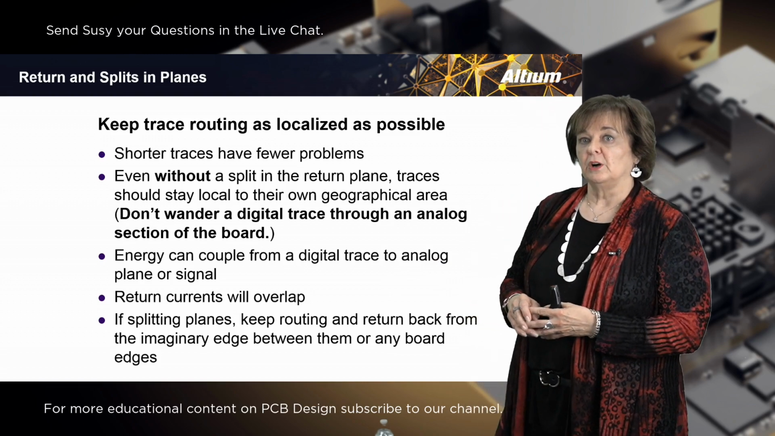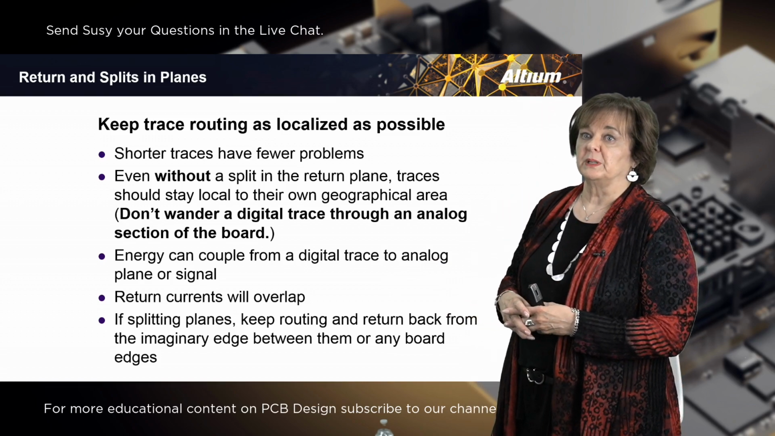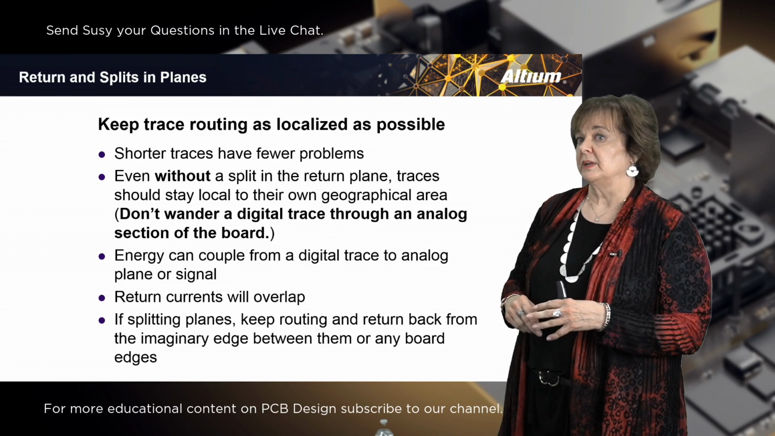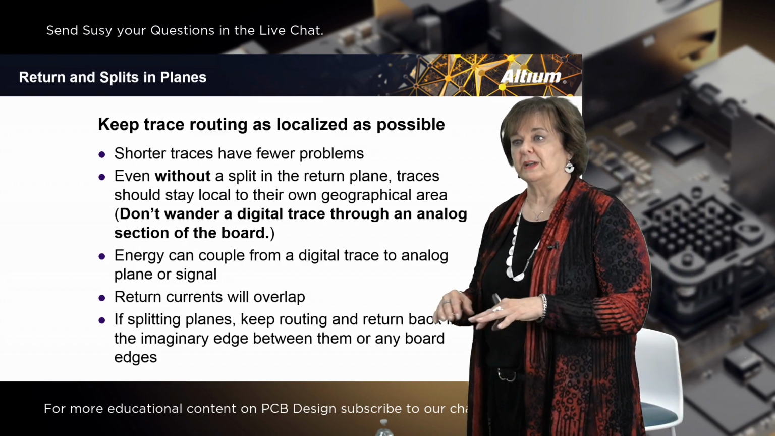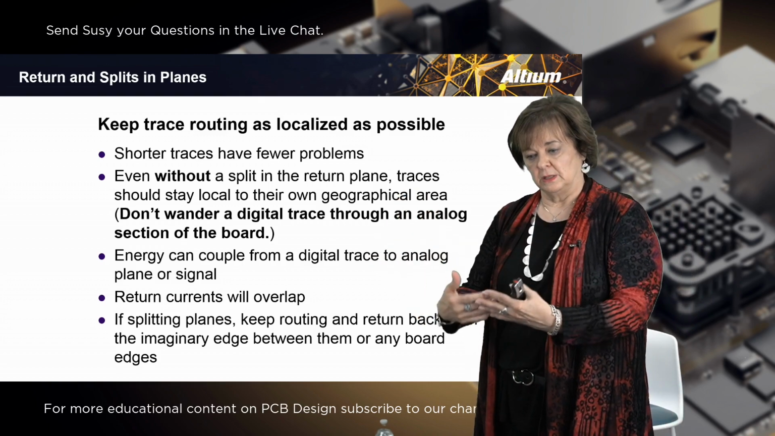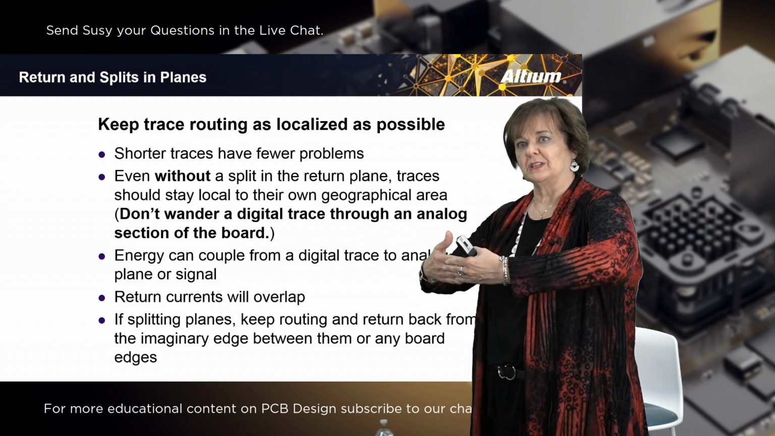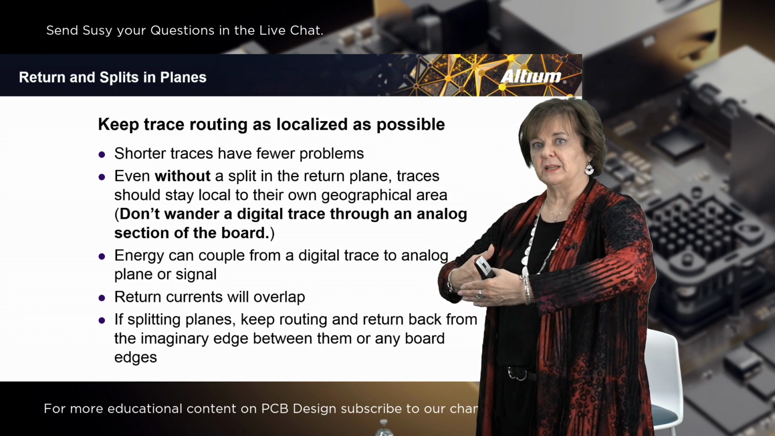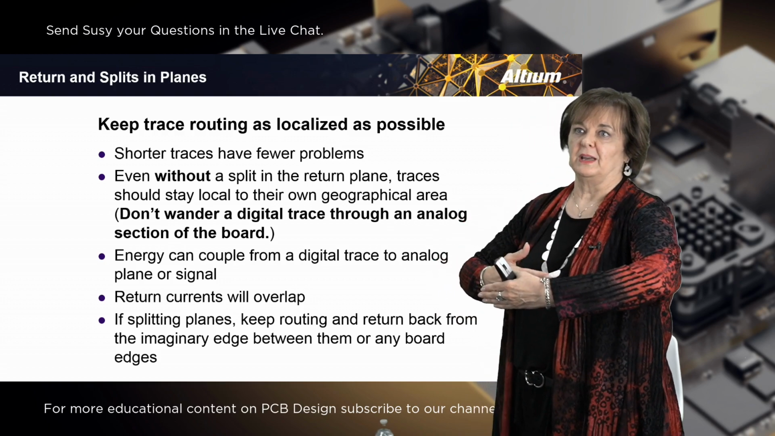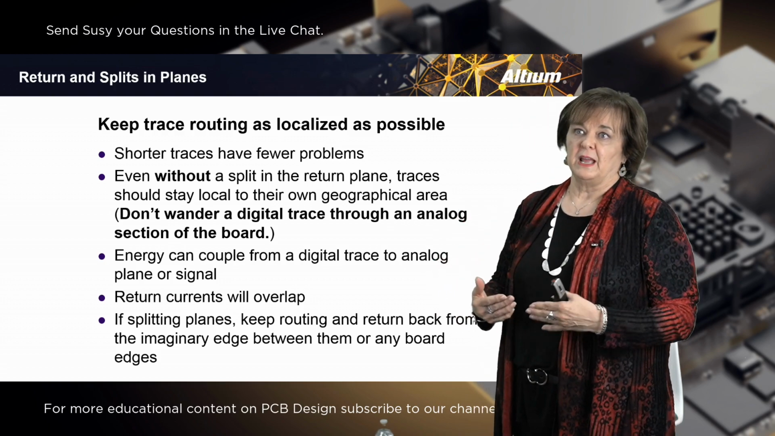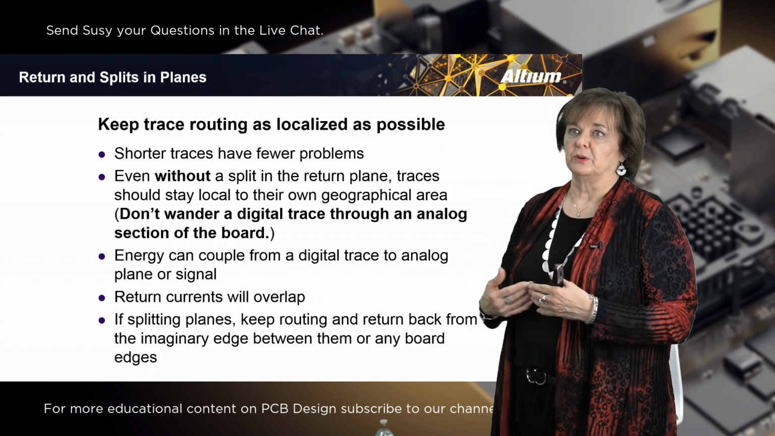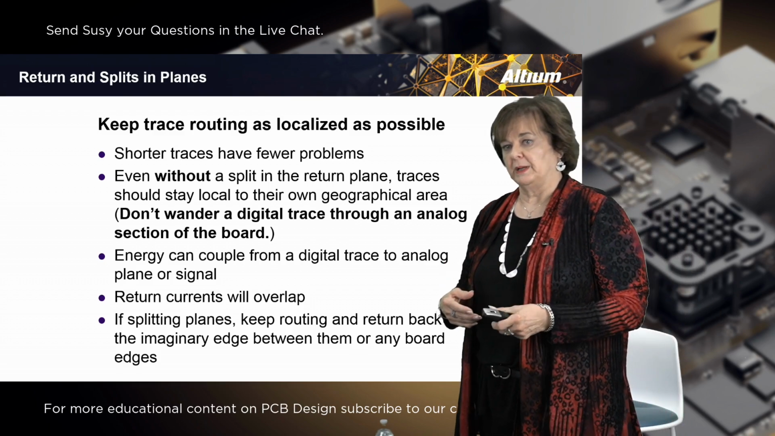Return currents will overlap each other, and if you're splitting the planes, you keep the routing and the return back from the imaginary edge. I mentioned not having a split in the ground plane, but keeping an imaginary edge and keeping everything back from that imaginary edge, just as if you had a split. Then you don't have to have the split, and you can actually have better routing and return paths that way.